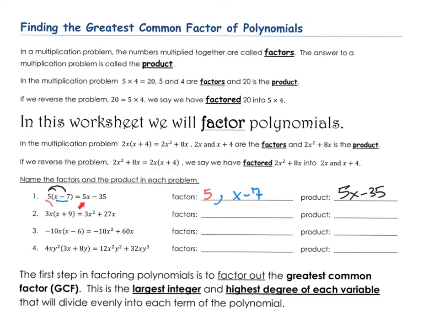Let's start with our product. When I look at 5x and negative 35, you're asking yourself, what's the biggest number that they have in common? Well, it's a 5, right? So that 5 is our greatest common factor. So we're going to look at some examples directly related to that idea.